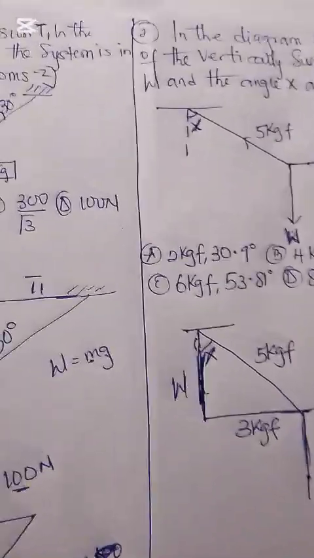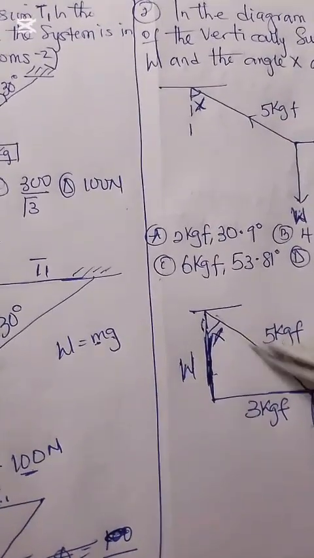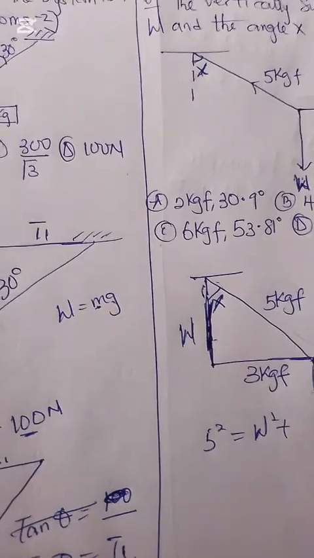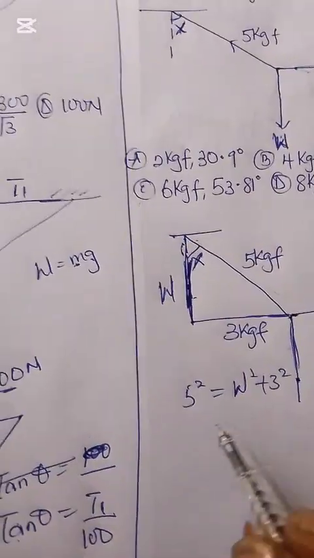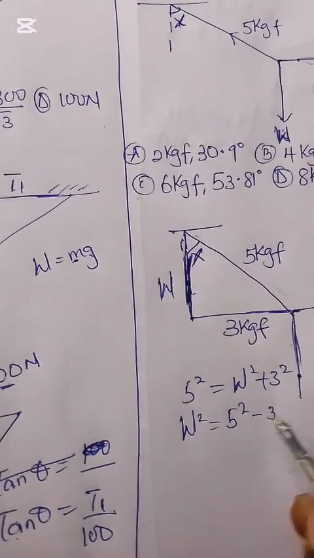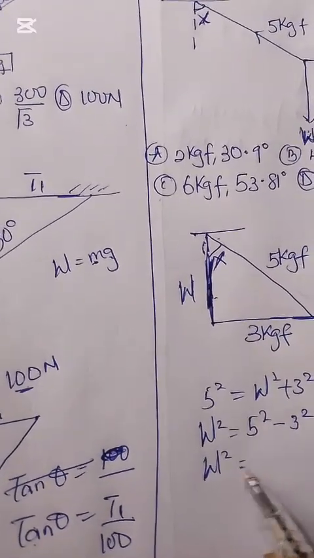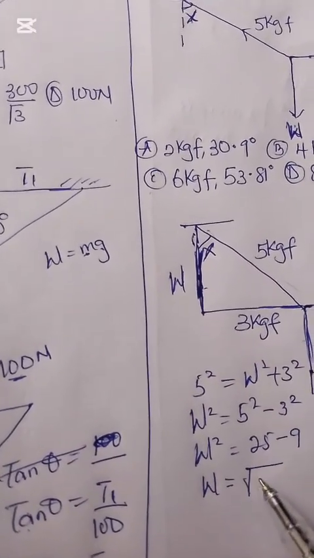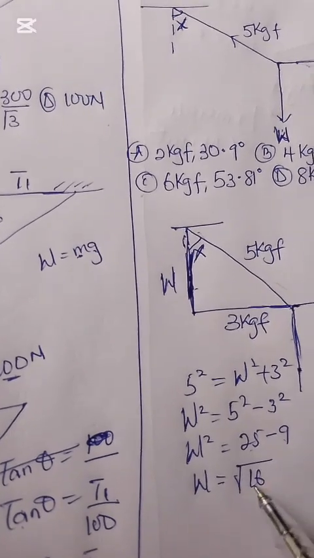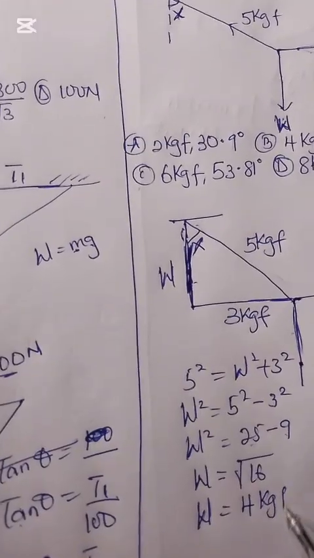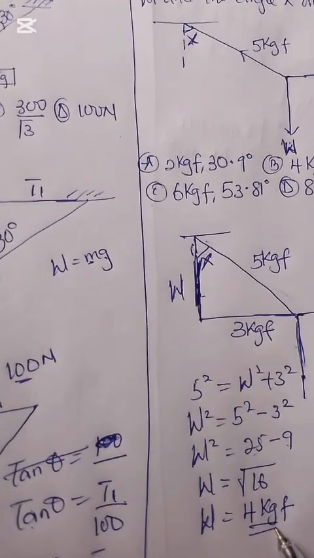How do we now find the W? Remember, here is hypotenuse. So I can say that 5 square equal to W square plus 3 square using Pythagoras theorem. So that W square will give us 5 square minus 3 square. W square will now be equal to what? 25 minus 9. So that W is equal to square root of 16. 25 minus 9 is 16, and square root of 16. So W is equal to 4 kgf. This is now the value of W.